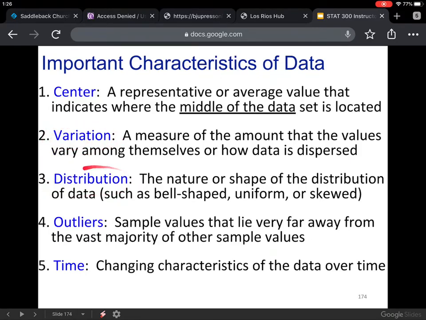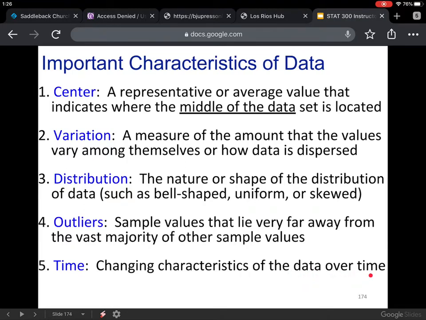And what is the distribution? What is the visual shape that the graph has? Bell-shaped, uniform, skewed left, skewed right, and so forth. Outliers. Sometimes there are people that answer in a crazy way when you're taking a survey, and those are called outliers. So sample values that lie very far away from the vast majority of other sample values. And then time, changing the characteristics of data over time.